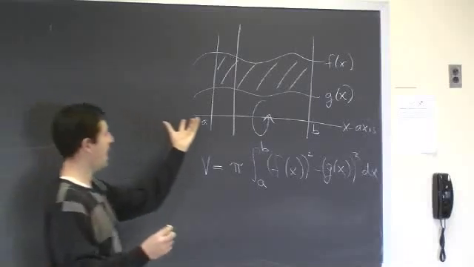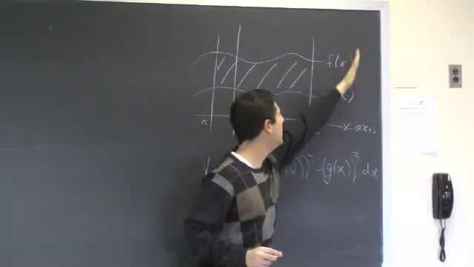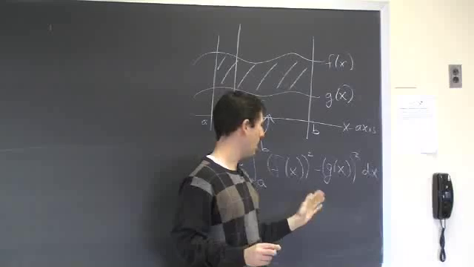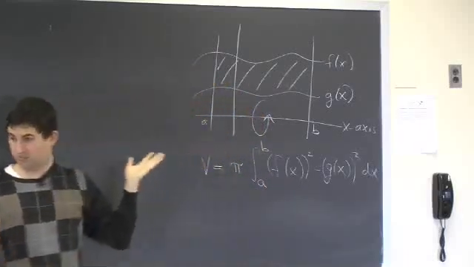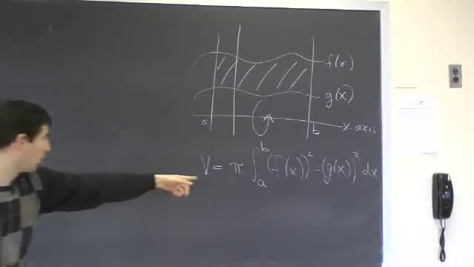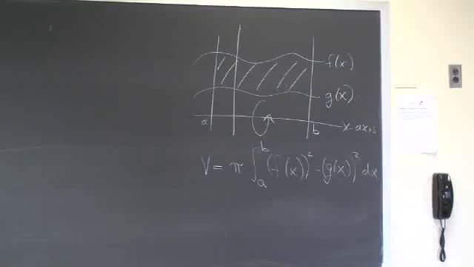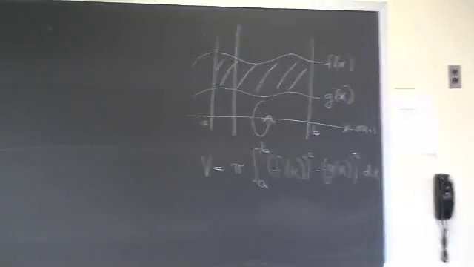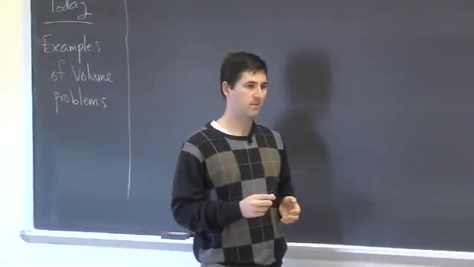And then, of course, we also had where we rotate this, and we have two functions of y, and the area is between the two functions of y, and you rotate around the y-axis. And do you remember what you did in this case is you just swapped all your x's into y's. So if you can remember the x formula, the y formula is the same. Just put y's instead of x's. Okay?